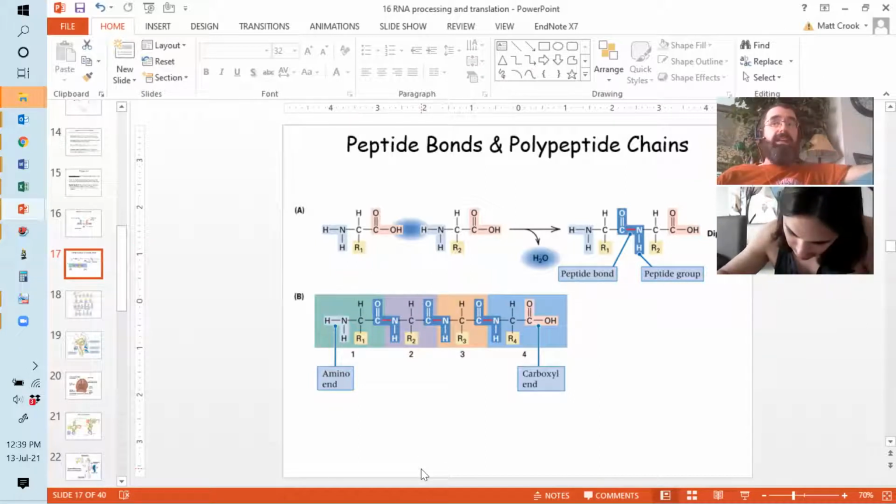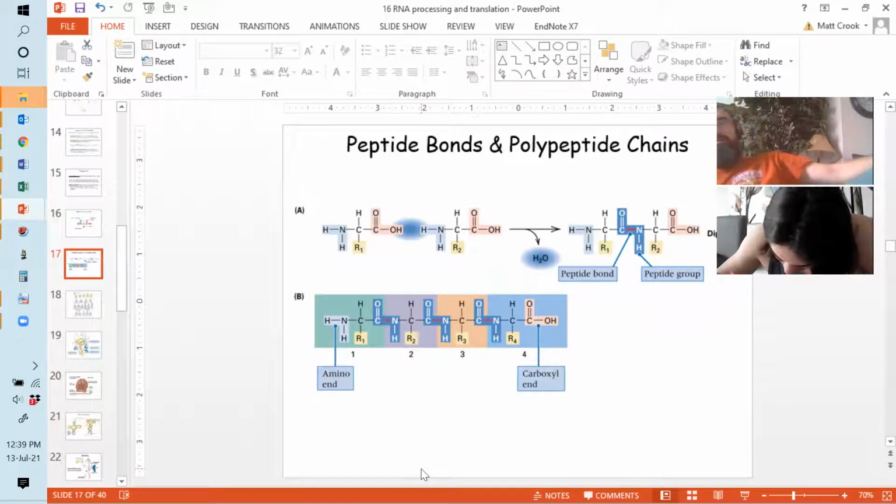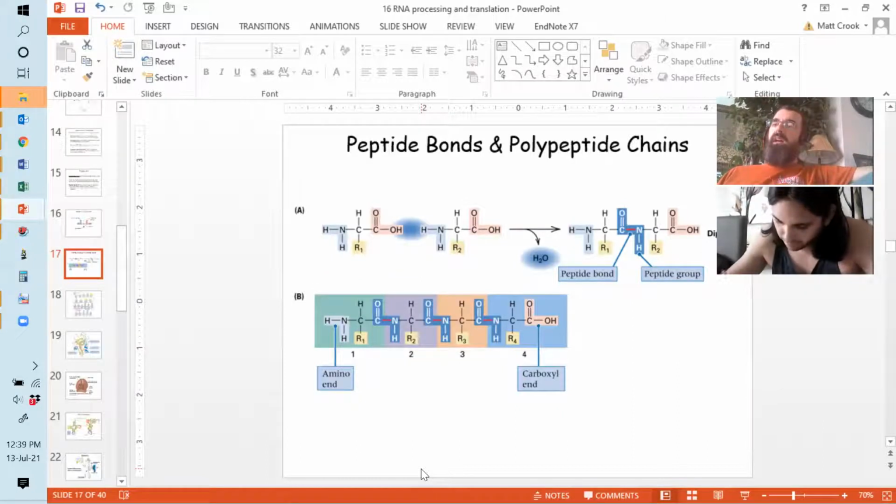Remember, DNA has directionality, right? 5' to 3'. The mRNA that's produced from it has directionality, right? Same direction. And when that mRNA gets translated, the protein has directionality.